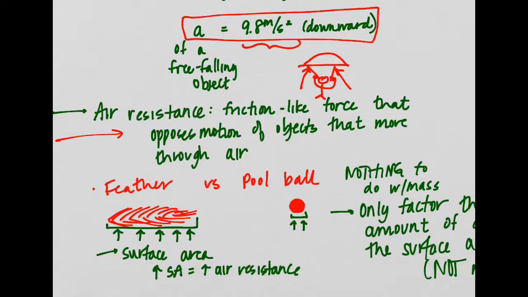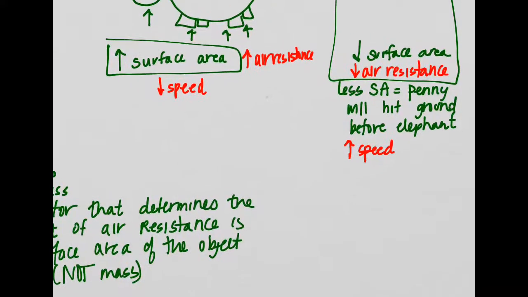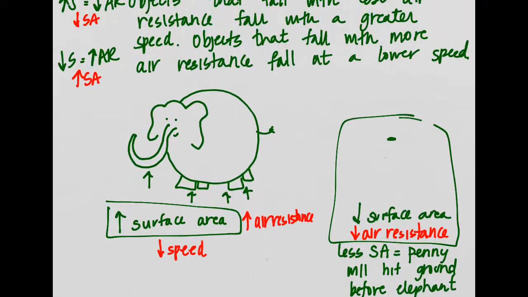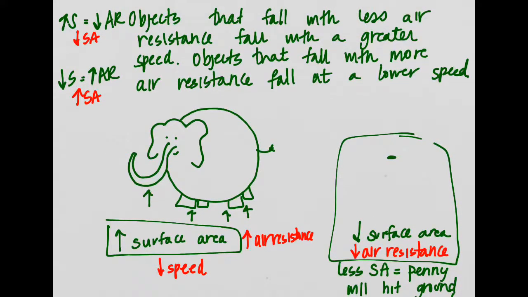So remember that we have this thing called air resistance. I already told you what air resistance is, but the main thing that determines the amount of air resistance that an object feels is its surface area. And remember, again, there's a direct relationship between surface area and air resistance.